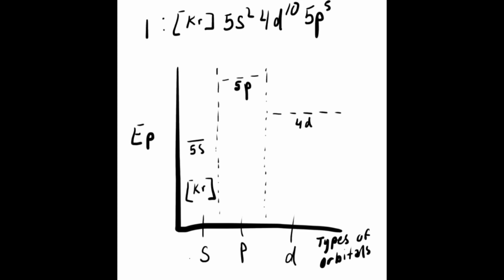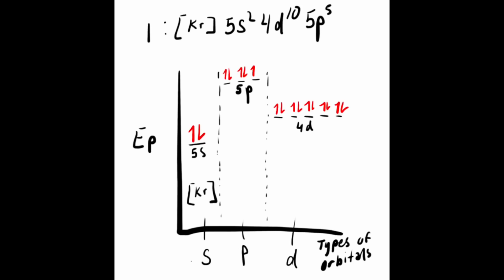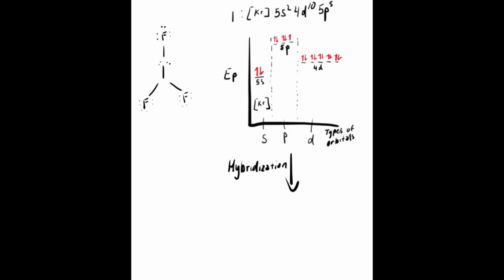Then I'm going to draw in my orbitals, and with a red pen I'm going to place in the electrons, with half arrows facing up, followed by pairing it with the half arrow facing down. And this is the condensed electron configuration and condensed energy diagram. Next, I'm going to point an arrow facing down to show my hybridization.